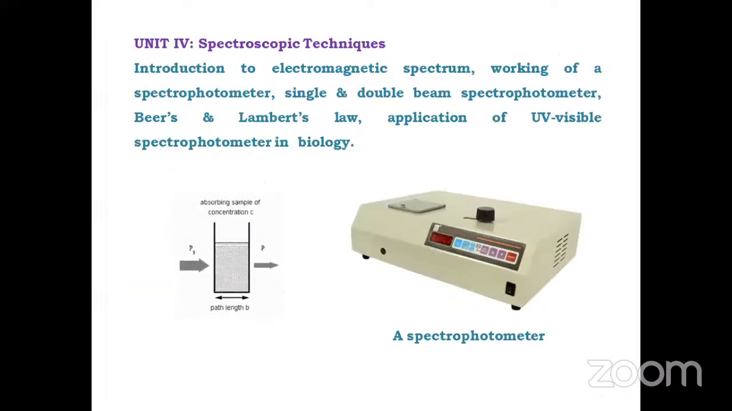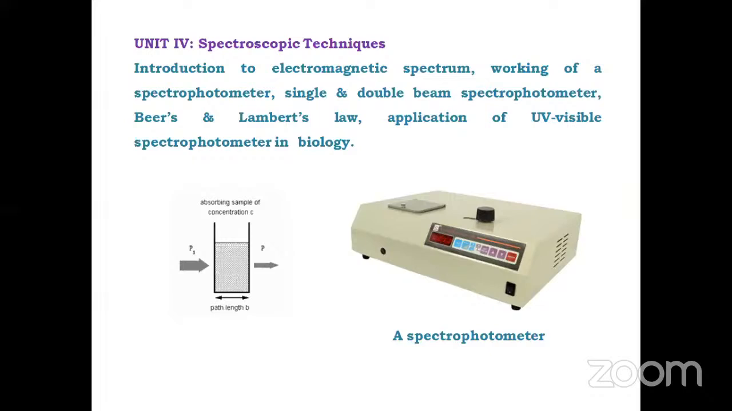Fourth unit deals with spectroscopic techniques. The underlying basis, we start with the introduction to the electromagnetic spectrum, and then we discuss the different ways in which matter interacts with electromagnetic radiation, or vice versa, how electromagnetic radiation interacts with matter, and then how we can make use of this phenomenon to study biomolecules.